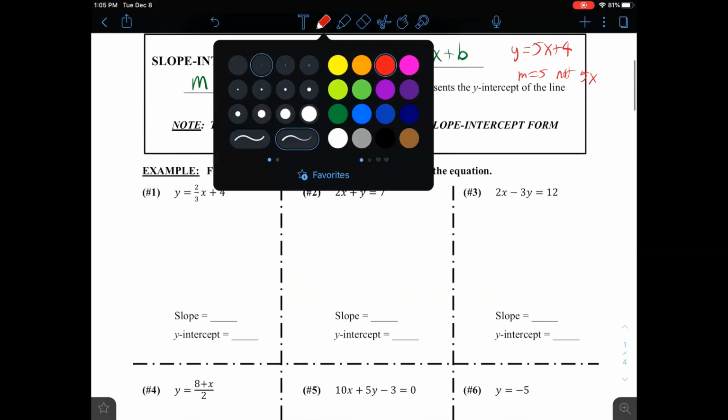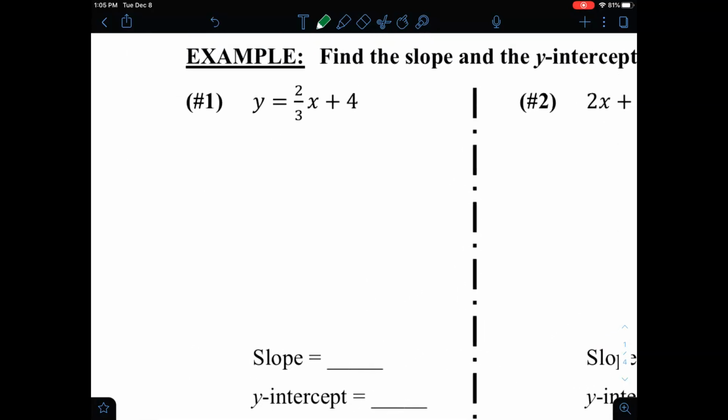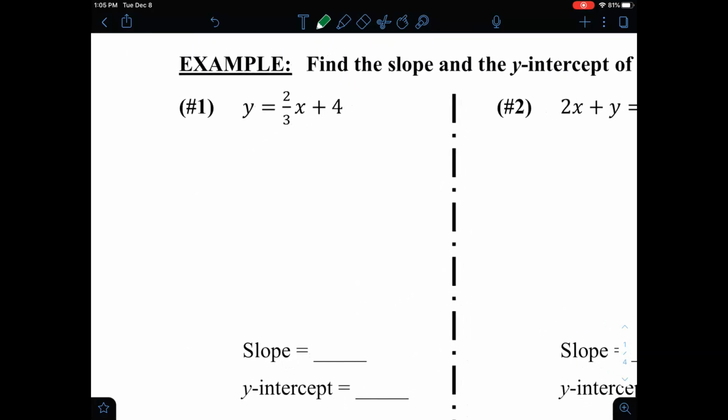Let's go ahead and get into this then. Let's go back to our green. It says find the slope and the y-intercept of the graph of each equation. So, number 1, we have y equals 2/3 x plus 4. We're using the formula y equals mx plus b. It's helpful to write the formula below it so you can see what matches up. Our slope was m and our y-intercept was b. So what's our m in this case? Hopefully you see that what's in front of the x is 2/3. And our b is going to be positive 4.